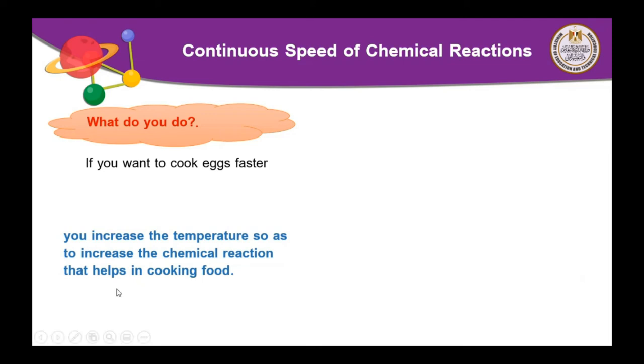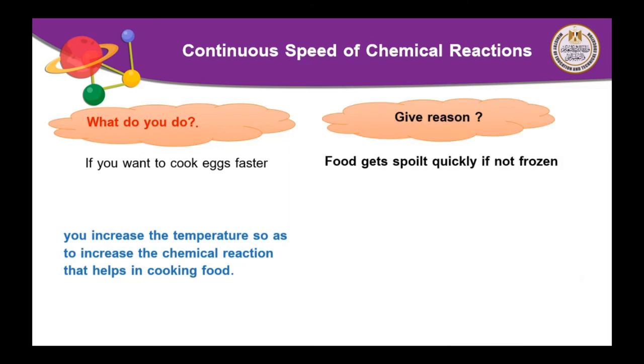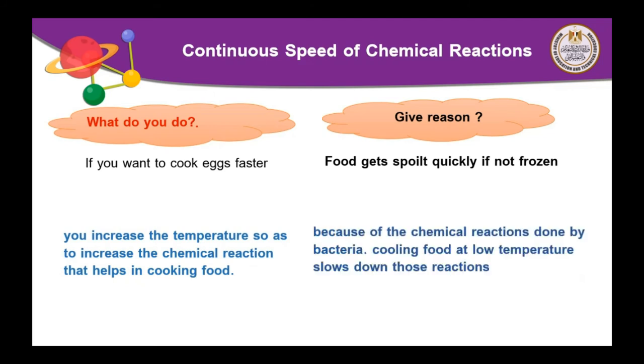تمام؟ طيب, another question. Give reason. Food gets spoiled quickly if not frozen. What does this mean? Can't be used. Food can't be used. Yes. طبعا فين? Outside the fridge. Why? Because of the chemical reaction done by bacteria.